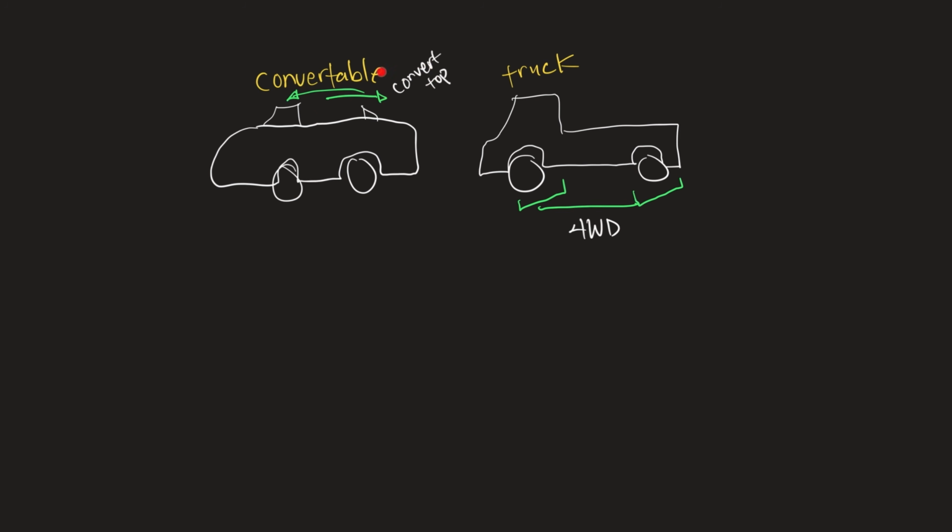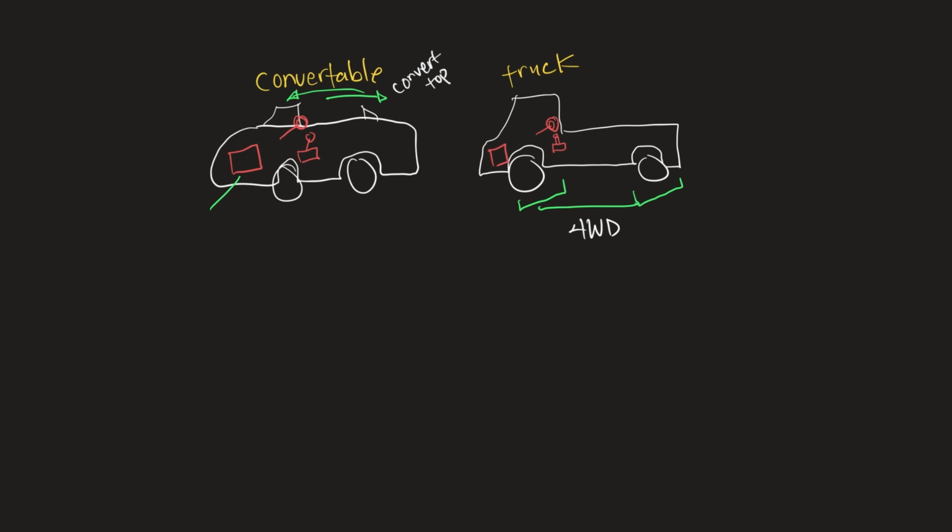So those are the unique characteristics or capabilities between the truck and the convertible, right? Like the truck can't convert top and the convertible doesn't have four-wheel drive. But both cars are also going to have shared characteristics or shared capabilities. For example, both cars are going to have an engine, and I can't draw an engine, so I'm just going to put a square. Both cars will have a transmission and both cars will have a steering wheel.